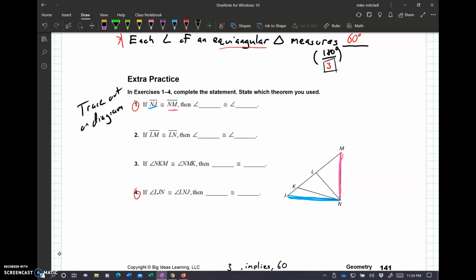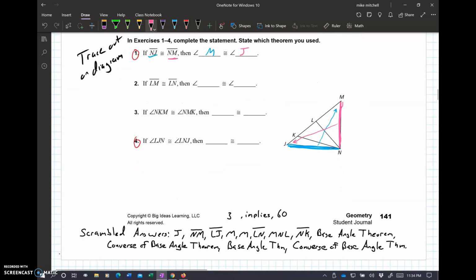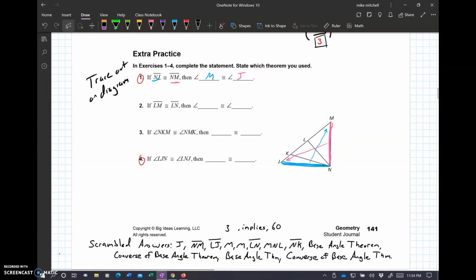Find 2 congruent angles. On this one, I can go opposite it. So let's go back to the blue. That's going to be angle M. And the pink, that's going to be angle J. Those are going to be congruent for us. And M and J. I have an M, I have a J down there. Yay.